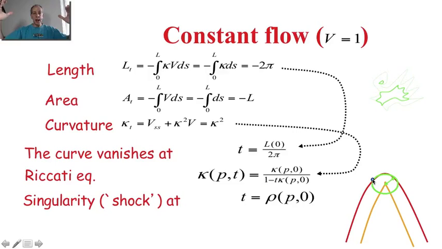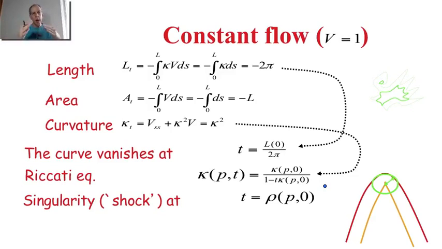Remember, we say that things can create shocks. Basically, the waves are coming and boom, they collapse. And that's basically very high curvature, infinite curvature. When does that happen? When this term is 0. When is that happening? When t is 1 over the initial curvature at this point. 1 over curvature is radius. So you know exactly when you are expecting a shock to happen.